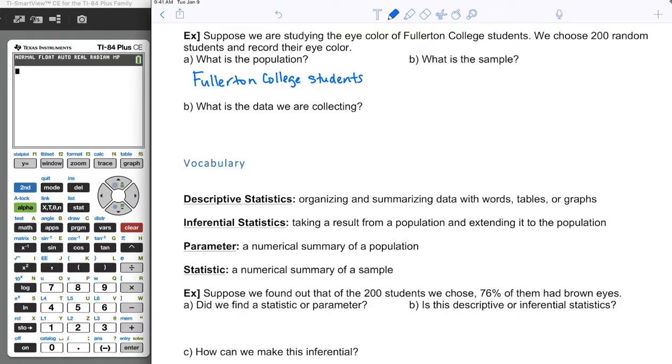B. What is the sample? The sample is a subset of the population that is intended to represent the population, and in this example, that would be the 200 random students. And then this should say part C. What is the data we are collecting? And that would be their eye color. So now you can go ahead and continue reading the vocabulary, pause the video for a moment, and then you can go ahead with me on the next example.